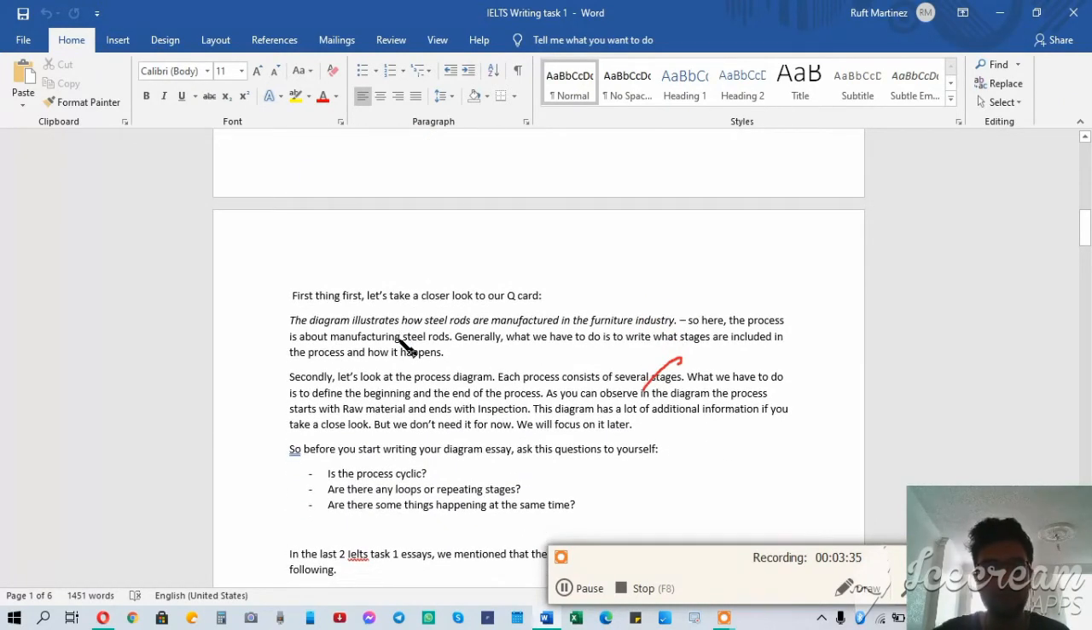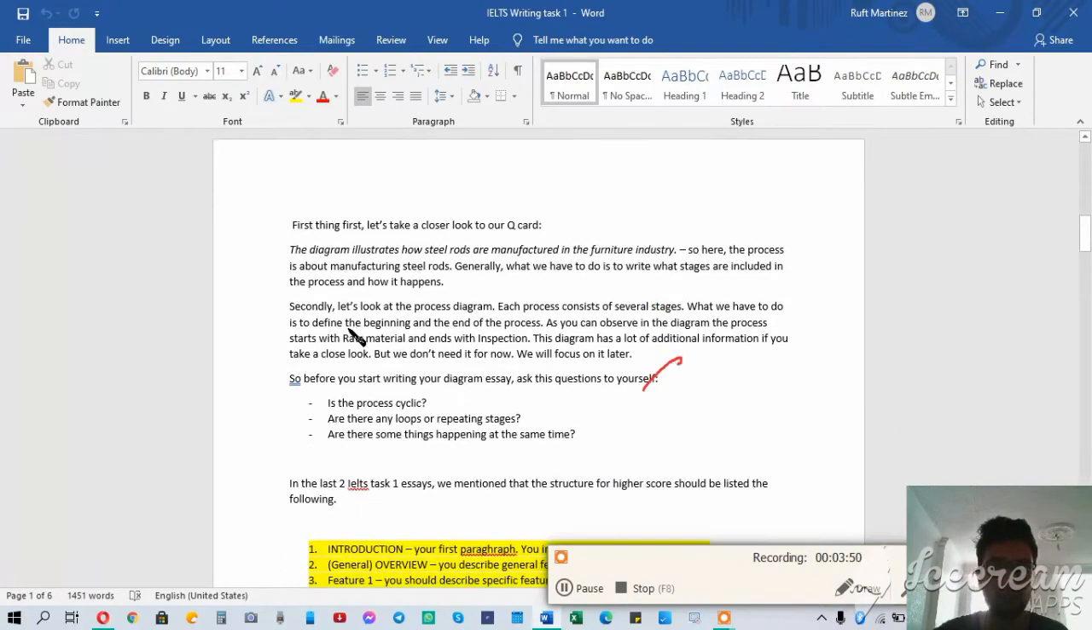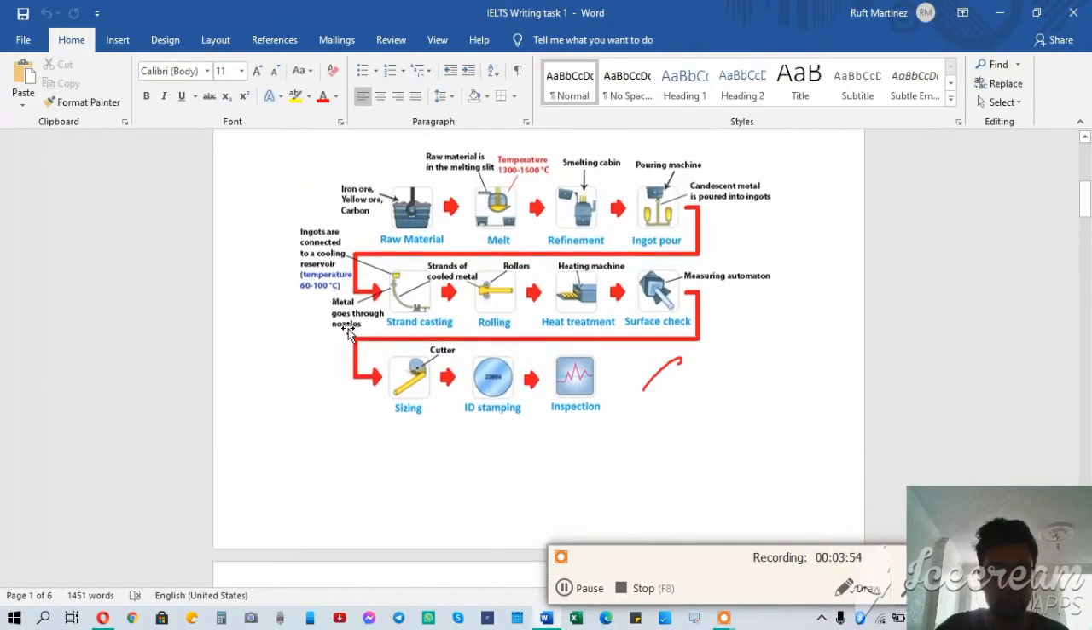So first things first, let's take a closer look at our question card. So it says, it illustrates how steel rods are manufactured in the furniture industry. So here, the process is about manufacturing steel rods, okay?